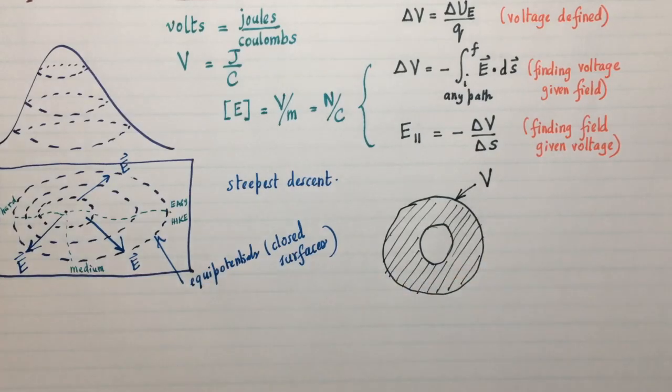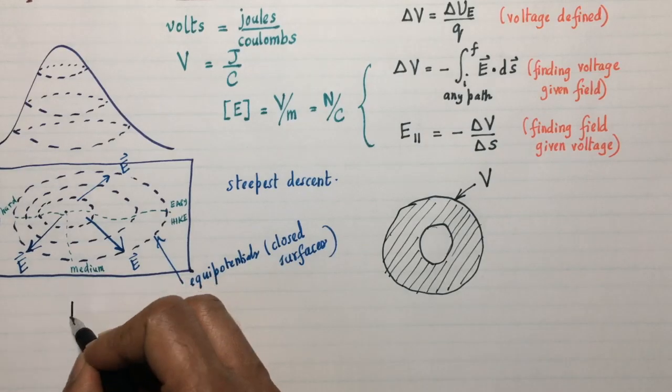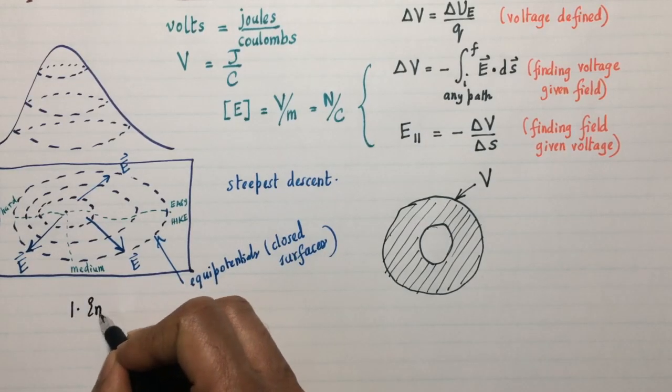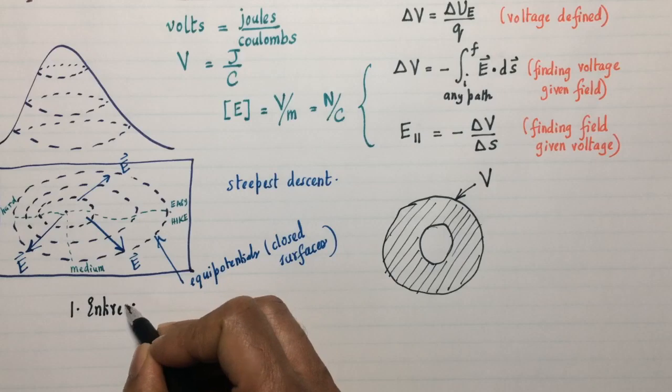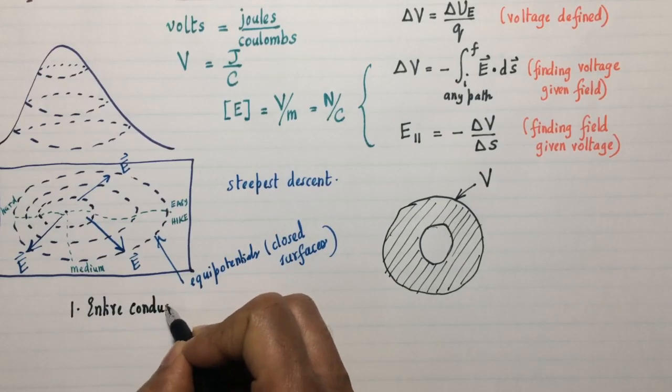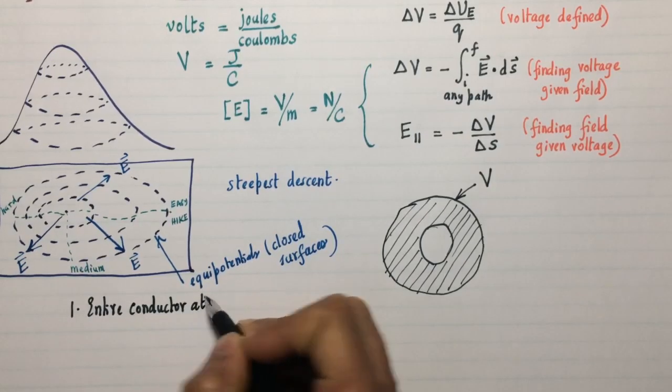And the reason behind this, the first property, let me write that: the entire conductor has one potential.